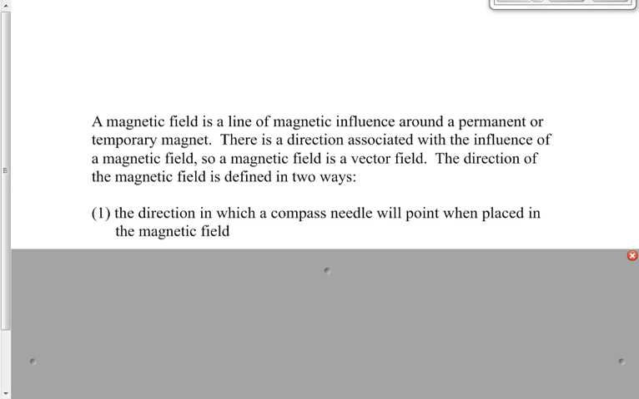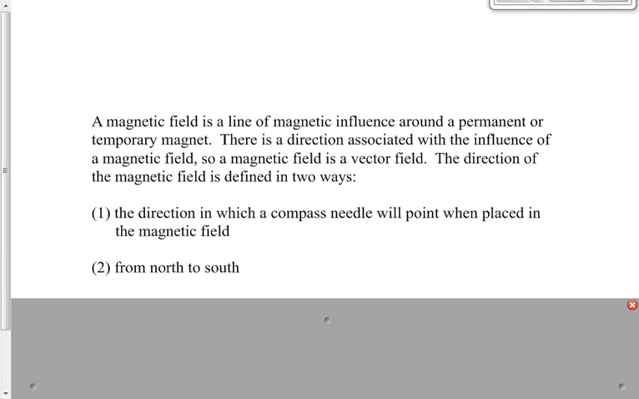Well, number one, it's the way that a compass needle will point when placed in the field. That's what we just did, right? We put a compass in the field, then we looked at which way that compass needle points. The second way we define the direction of a magnetic field, and you can see that from the diagrams that we drew, is from north to south. Magnetic field goes away from the North Pole towards the South Pole, just like the electric field goes away from the positive and toward the negative.